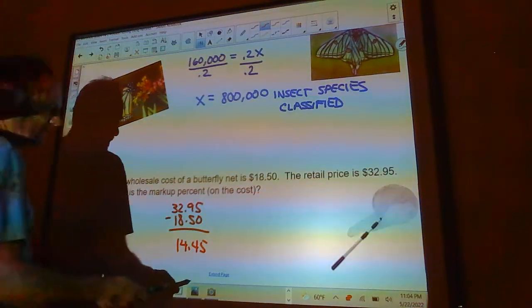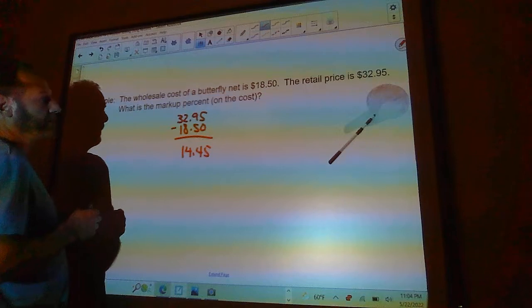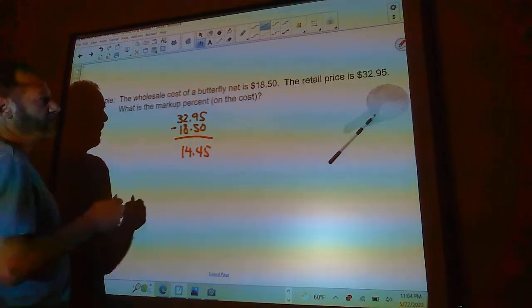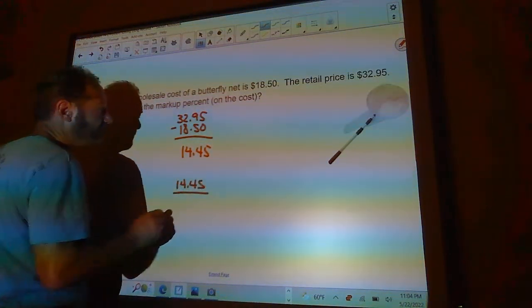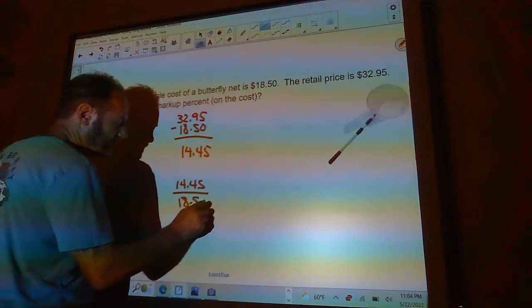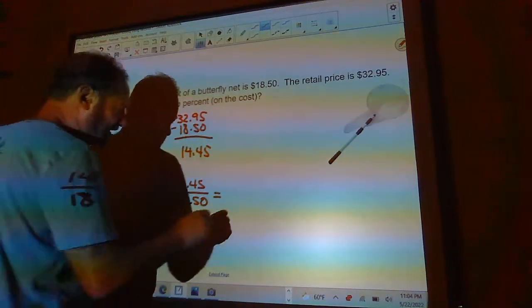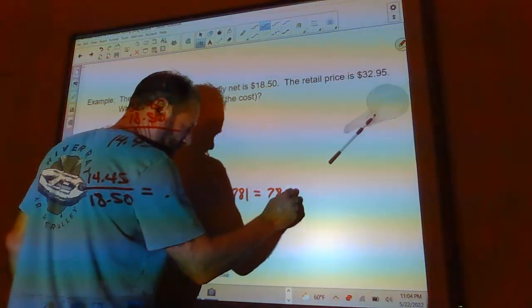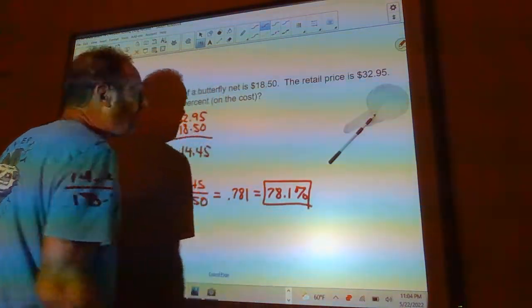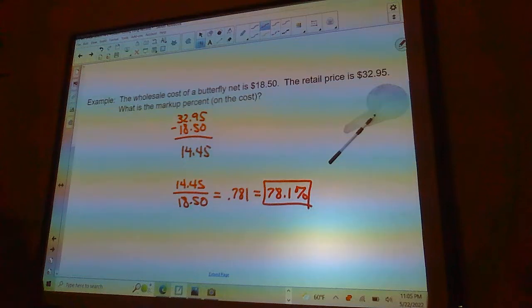Now what we want to do is take the markup and figure out what percent it is on the cost. So it's going to be $14.45 divided by $18.50, which comes out to 78.1%. So they buy that thing for $18.50, they mark it up 78.1%, and that comes out to $32.95.